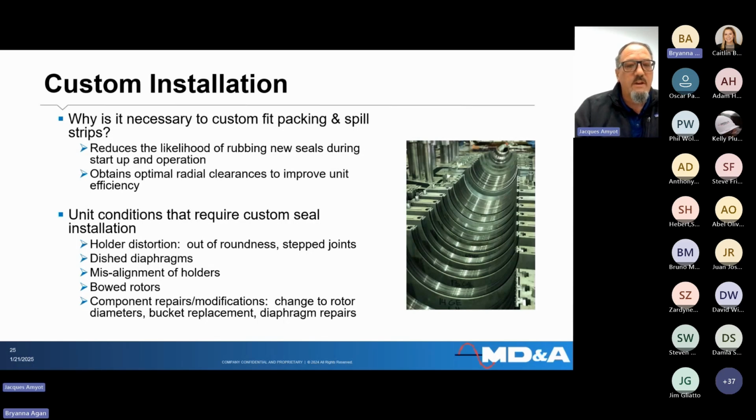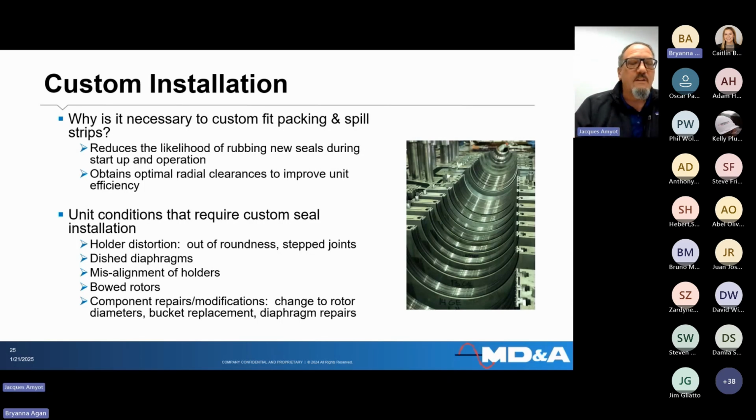If it's out of round, or if the holder horizontal joints are stepped, in other words, if one half of the holder has the seal base further upstream than the other, so that the two halves of the seal are in different axial configurations. A dished diaphragm may or may not require on-site adjusting, depending on whether we dealt with it, either by repairing the dishing or by capturing how much dishing there was ahead of time and shifting the seal to compensate for that.